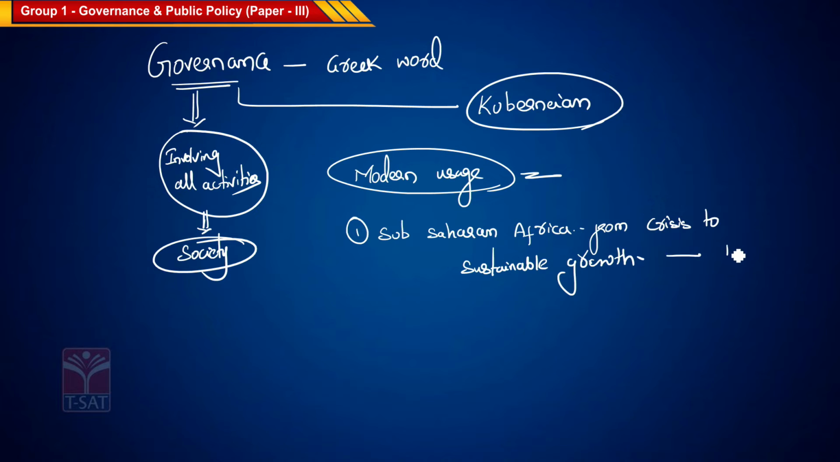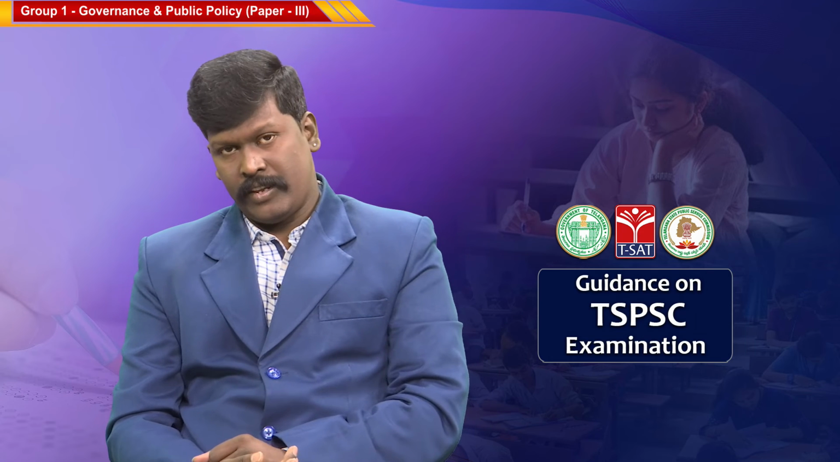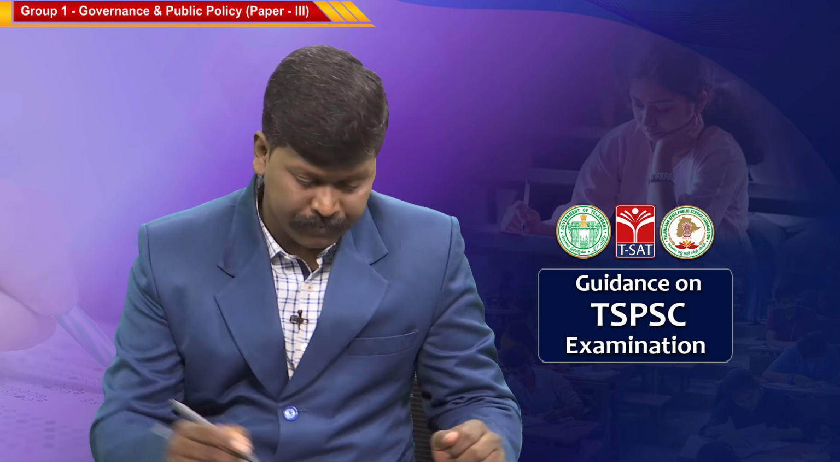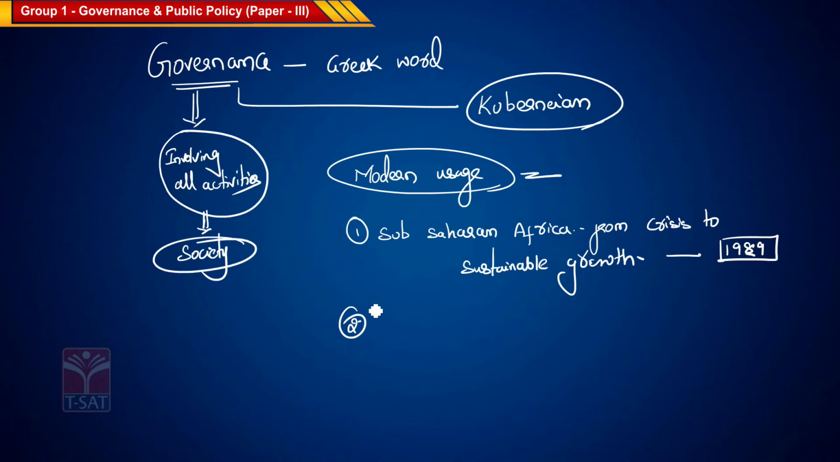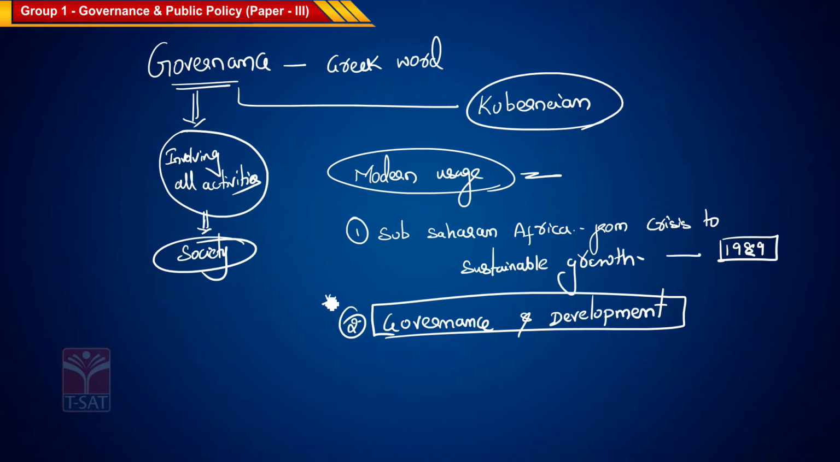For the first time, the World Bank started using the word and the concept of governance through this report, Sub-Saharan Africa: From Crisis to Sustainable Growth, in the year 1989. The second major report published by the World Bank is very, very important. It is Governance and Development. This report was published in the year 1992.